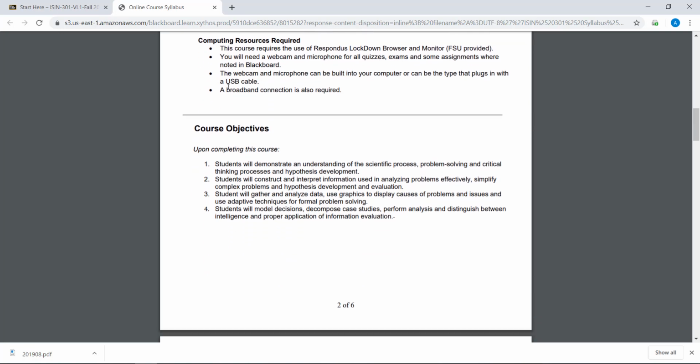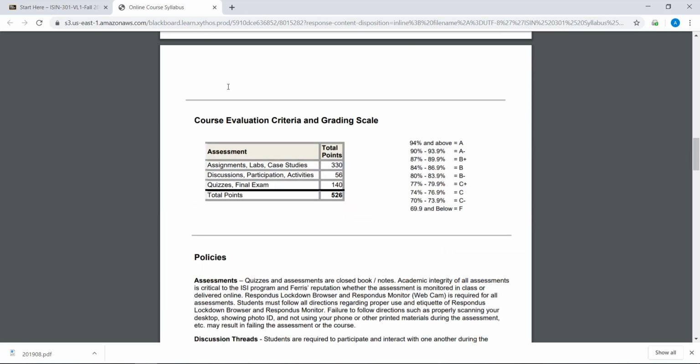I have listed the course objectives along with the course evaluation criteria and grading scale. It is important to note that in order to receive a passing grade in this course, you will need to earn a 70% or higher.